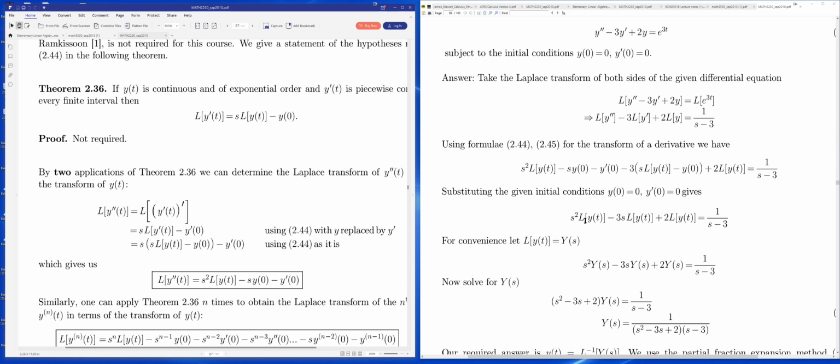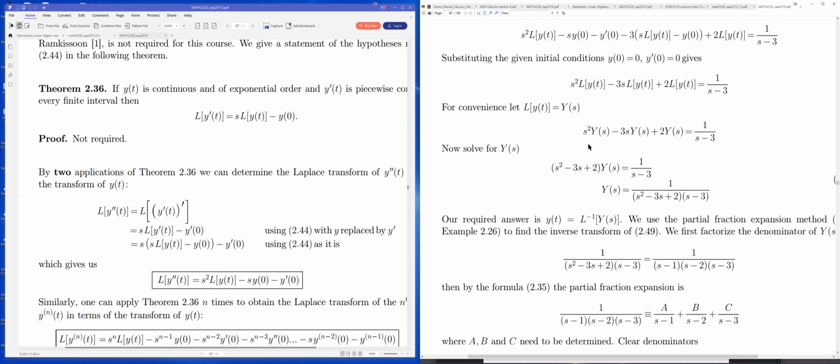First thing I would do here is use a little bit of notation. I just write the Laplace of y as big Y of s. Everywhere over here I write Laplace of y as big Y of s. And the idea now is that we get to this point, and what we do now is we solve for the Y of s.